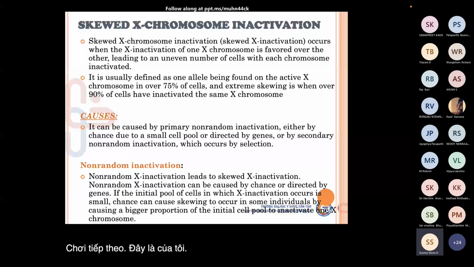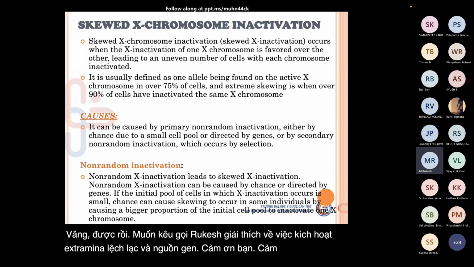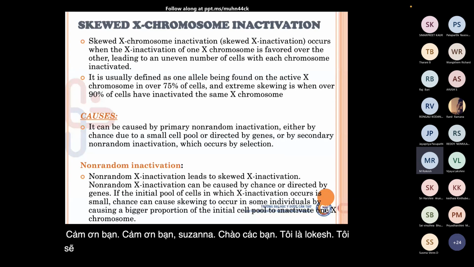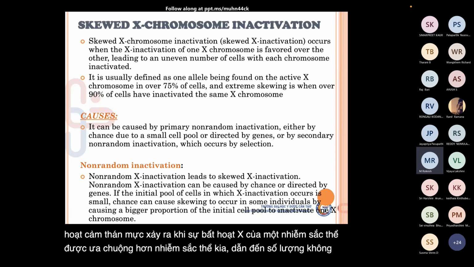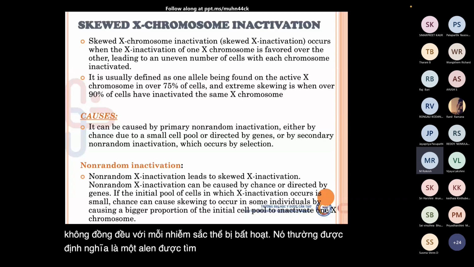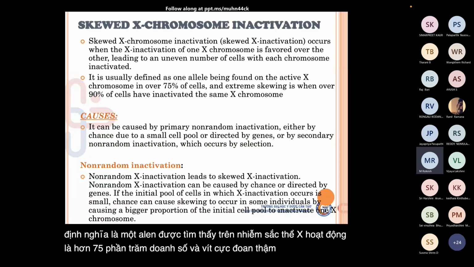I would like to call upon Rokesh to explain skewed X chromosome inactivation and genetic risks. Okay, thank you. Hi guys, I'm Rokesh. I'm going to talk about skewed X chromosome inactivation. Skewed X chromosome inactivation occurs when inactivation of one X chromosome is favored over the other, leading to an uneven number of cells with each chromosome inactivated. It is usually defined as one allele being on the active X chromosome in over 75% of cells, and extreme skewing is when over 90% of cells have inactivated the same X chromosome.